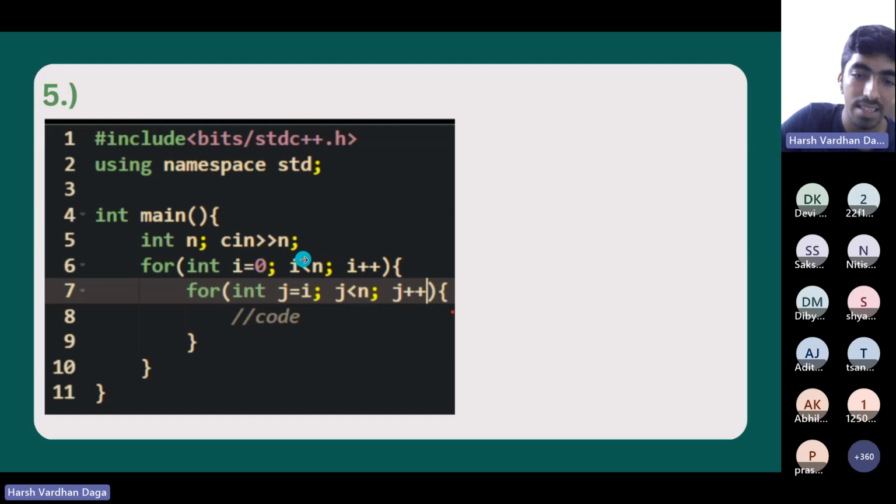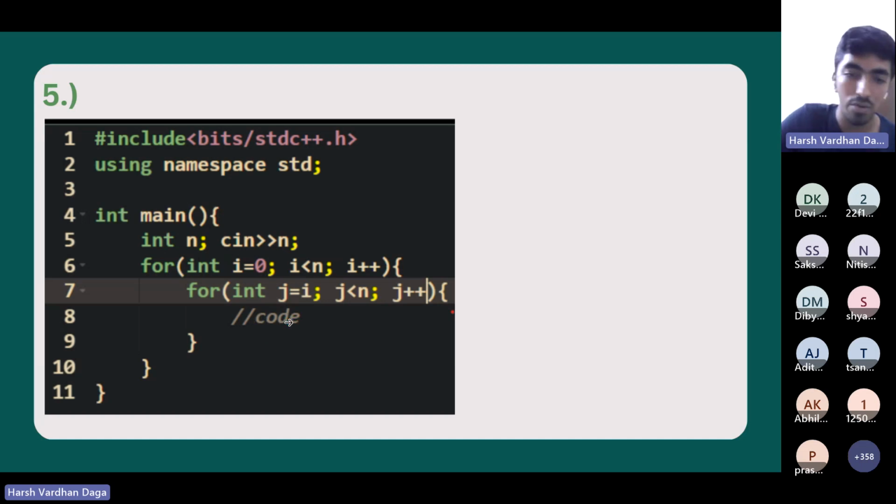When i is 0, i is checked as less than n, and the inner loop runs from j equals i, that is j equals 0, till j is less than n, and j is incremented by 1. So the inner loop runs n times when i is 0. When i is incremented to 1, j starts from 1 and goes till n, incremented by 1, and the inner code executes.